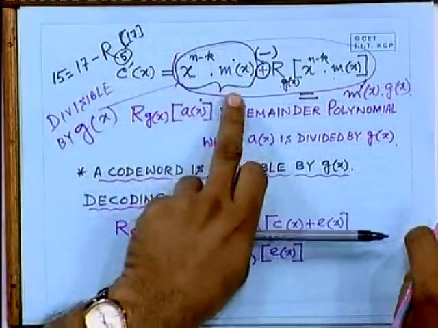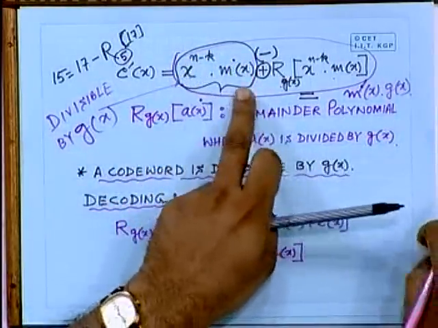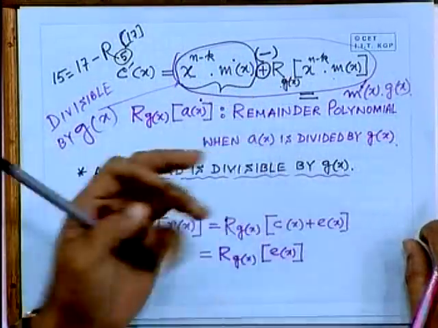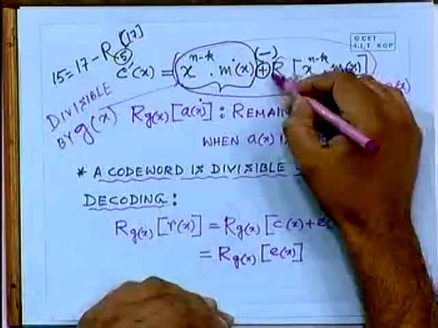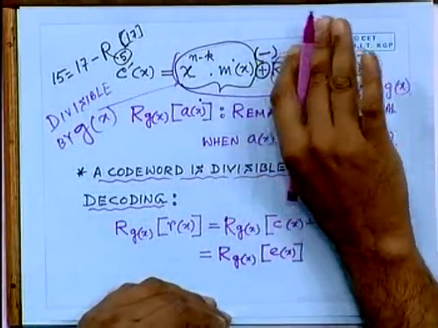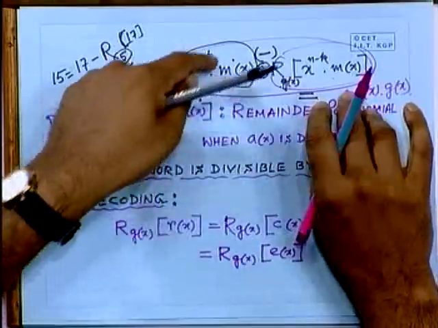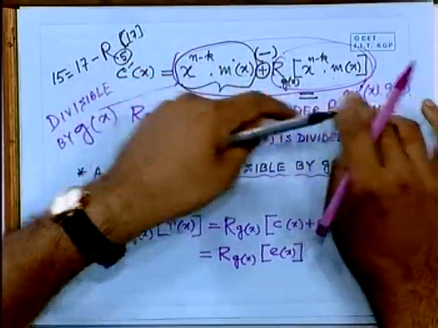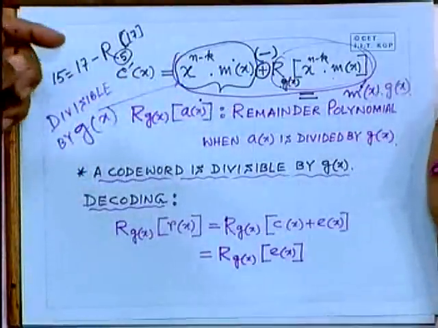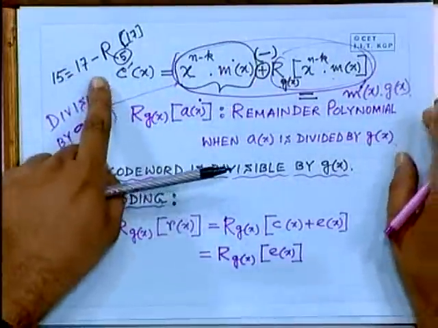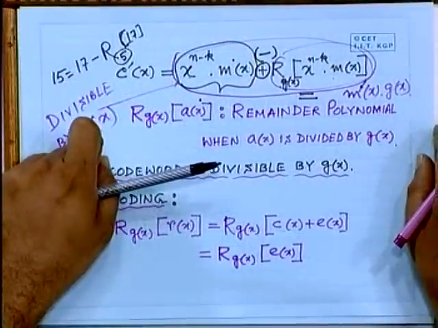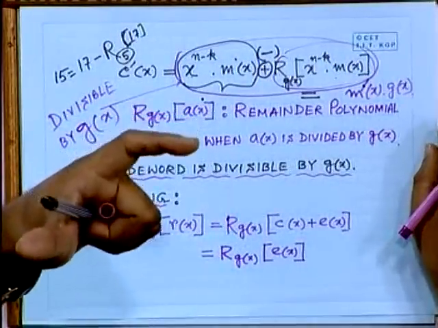Because I first divided this shifted version of Mx by the generator polynomial, I found the remainder. This portion was the remainder. I subtracted that remainder from x to the power n minus k into Mx. So after subtraction, the whole thing has to be divisible by Gx. Just think a little bit. I divided some number by a number, and then there was a remainder. So I am subtracting this remainder from the original number. Now there should not be any remainder. It should be fully divisible.